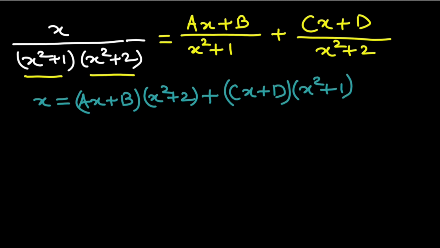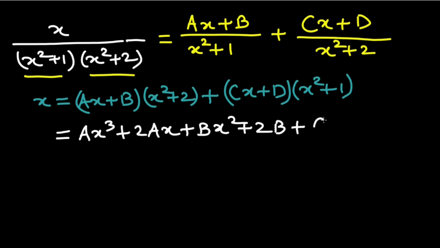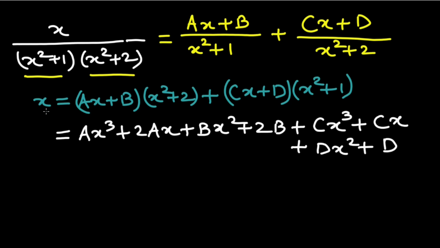Now we will expand the brackets on the right hand side and write Ax³ + 2Ax + Bx² + 2B + Cx³ + Cx + Dx² + D. Next, we will write the left hand side x as 0x³ because there is no cubic term, plus 0x² because there is no square term, plus this x plus 0 because there is no constant term on the left hand side.